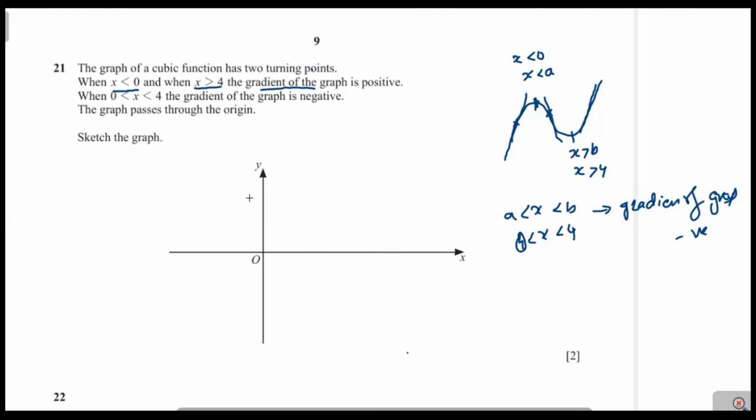Now you see here we draw the graph. The graph passes through the origin, therefore we mark the origin. Now we mark the positions 1, 2, 3, 4. Now from these turning points the gradient of the graph is positive. The gradient of the graph between 0 and 4 is negative, therefore we can draw the curve in this way, and this is the cubic graph of this question. Now go to the next question.